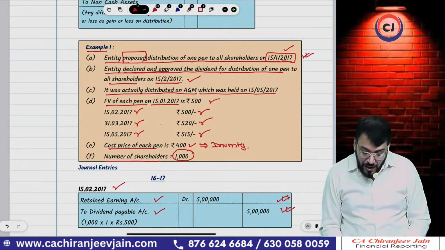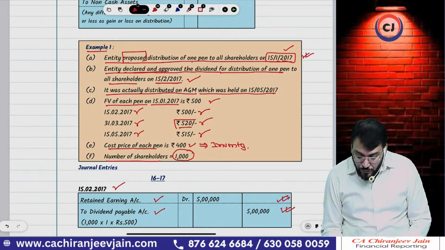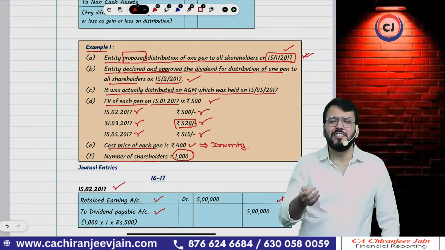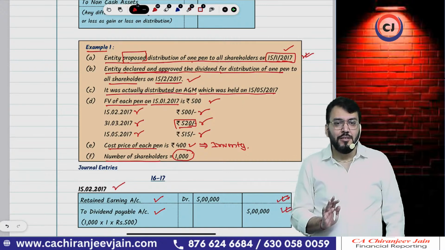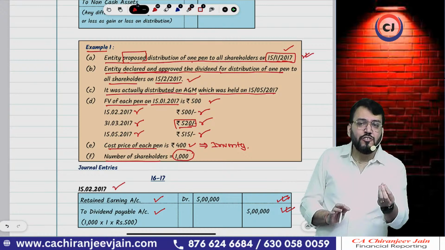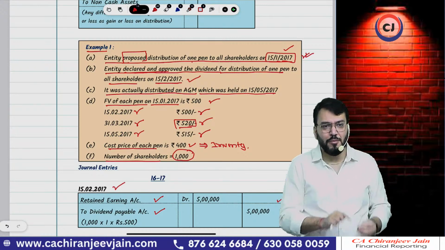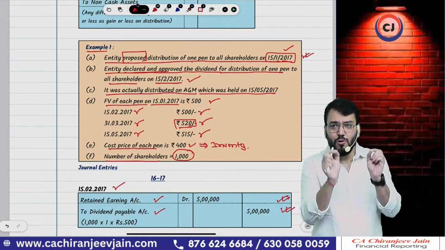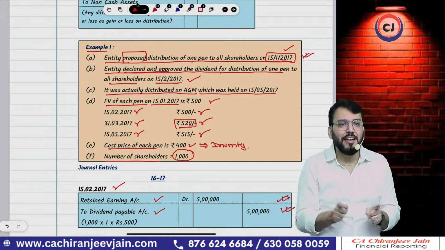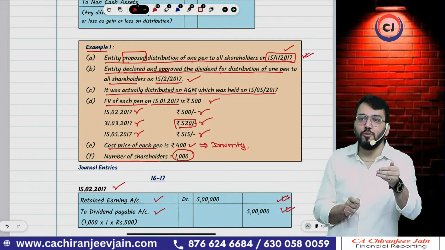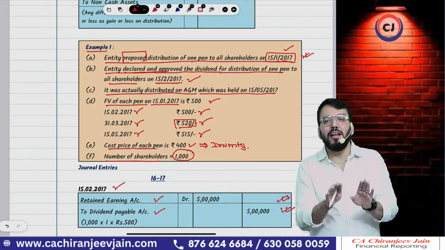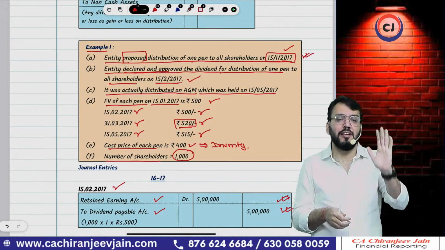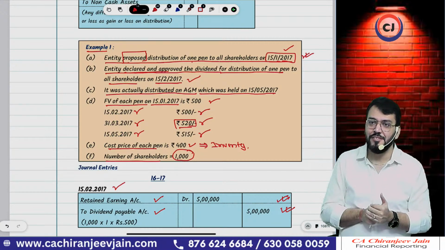Then on 31st March, the fair value of the pen becomes 520. This is an assumption I have taken to explain all the points. Let us assume the pen is of gold, some gold is attached, so the price of gold will increase and the fair value will increase. Normally the fair value of a pen will not increase.